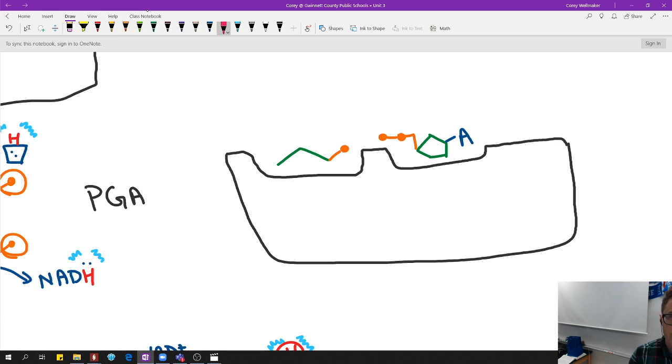Now remember, one of those phosphates was an inorganic phosphate. It did not come directly from ATP. That's why I'm drawing that one as pink. Okay, so this enzyme, this is called substrate level phosphorylation. Substrate level phosphorylation. And its name tells you what's going on here.